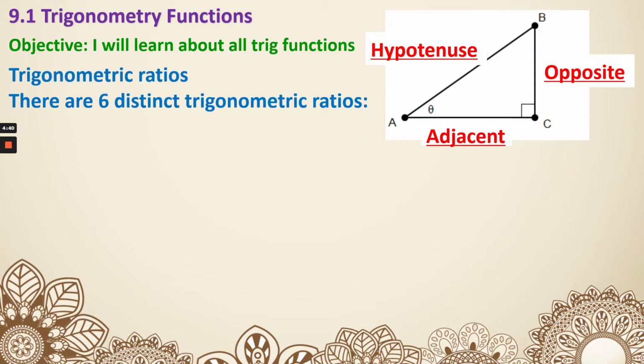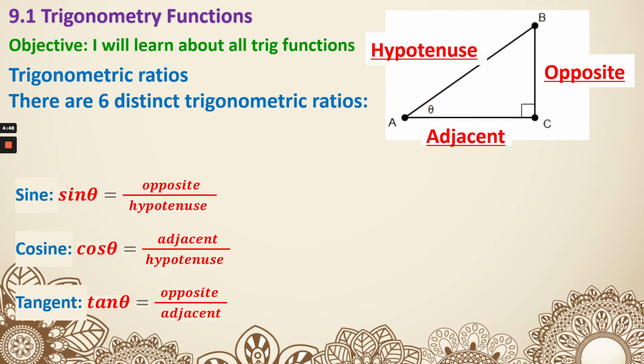Now let's have a look at the 6 trig ratios we are going to learn. The first 3 are the main ones. We have sine, cosine, and tangent. When we have these ratios, they mean the length of one side over the length of another. If you're having a hard time remembering them, I will teach you a little trick in a minute. But the main idea is sine is the facing one, opposite over the hypotenuse, cosine is the adjacent over hypotenuse, and they both have hypotenuse. Tangent is the one that doesn't have hypotenuse, opposite over adjacent.